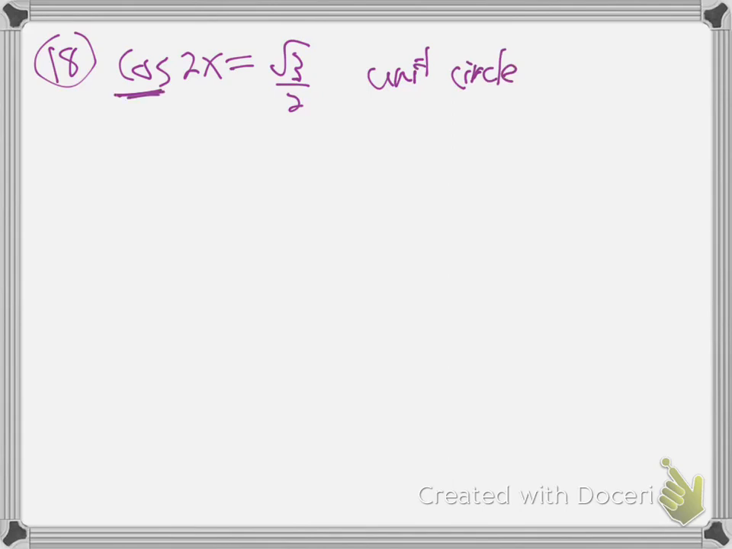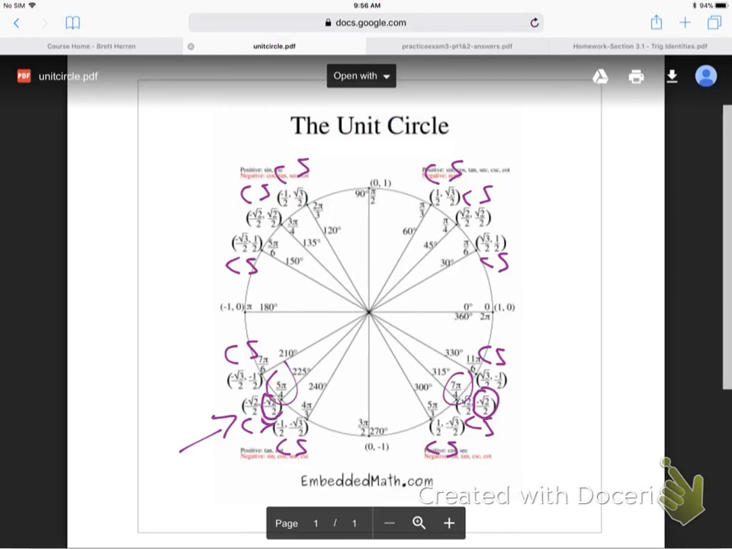Number 18, cosine 2x equals root 3 over 2. Okay. First thing is to go right to the unit circle and say, where is cosine? Don't worry about 2x. We'll get to that in a minute. Just first off, cosine positive regular root 3 over 2. Let's go to the unit circle. Where do I see cosine being positive regular root 3 over 2? And you can find it quick.